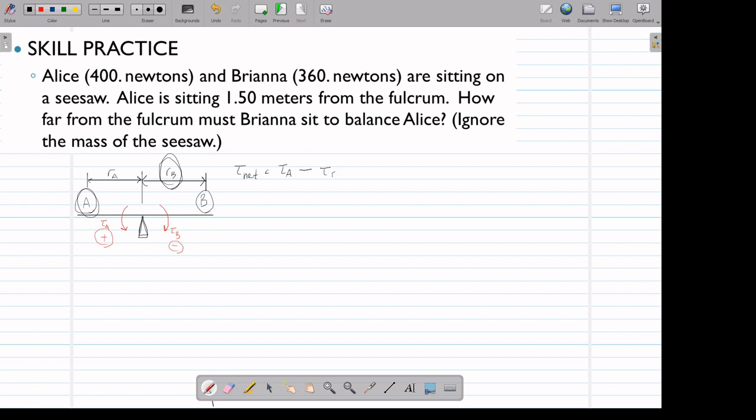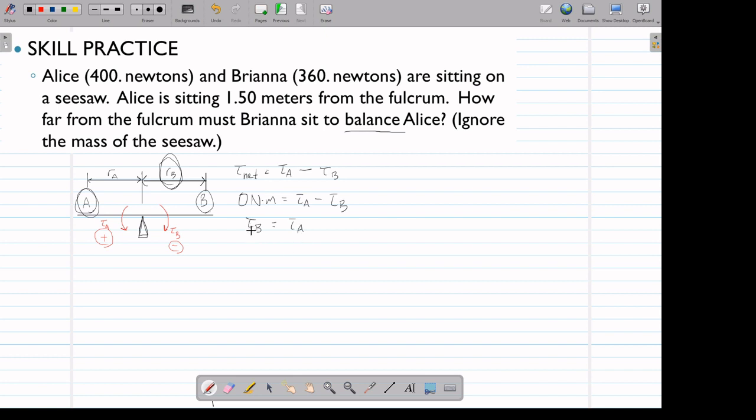minus tau B. We have to say minus tau B because tau B is negative. Now, if the seesaw is balanced, which the problem indicates that it is, then the net torque must be 0 Newton meters. So we can say 0 Newton meters is equal to tau A minus tau B. We can add tau B to both sides, and because we have 0 over here, then we're just going to get tau B is equal to tau A.